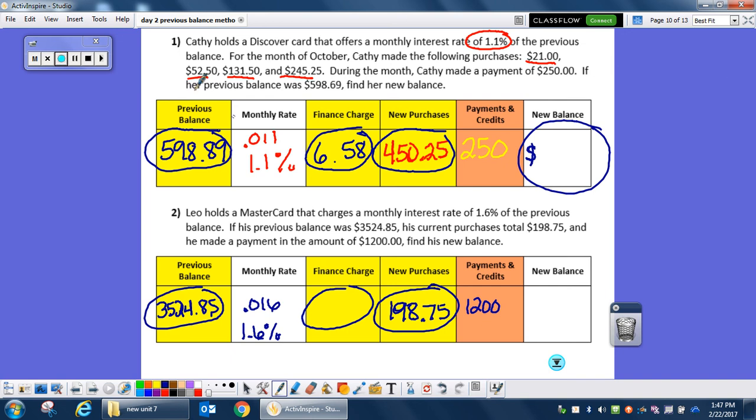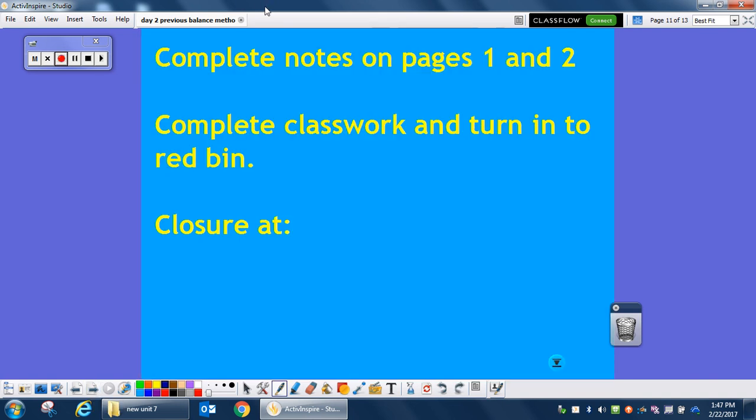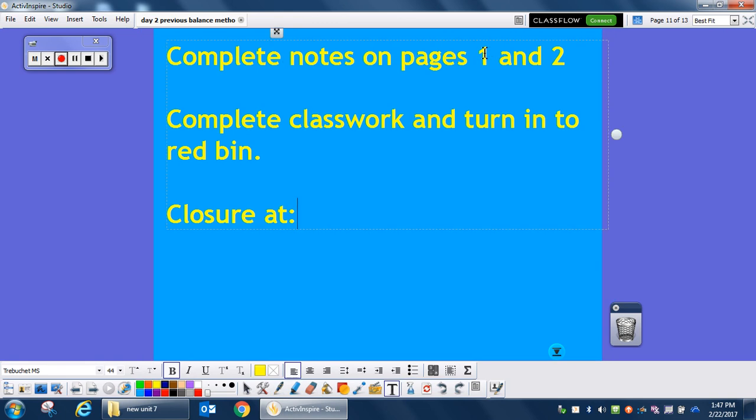So for the rest of the class, I'll be walking around, checking, asking questions, making sure you guys are on track. And then you're going to complete the notes on page, you should basically now have 3 and 4 done. And then there is a classwork, and if we have to, we will do closure.